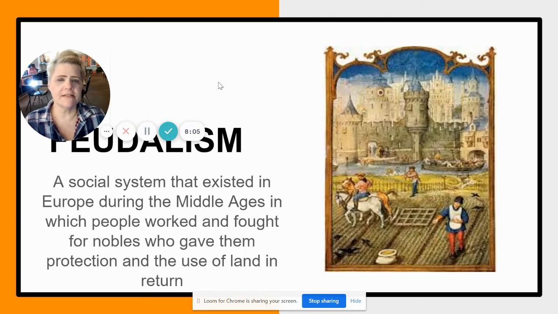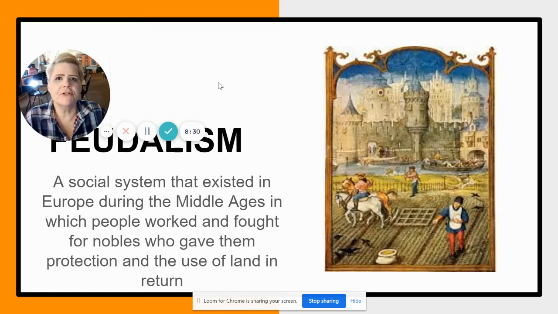Feudalism. Now, feudalism is not only a social system, it's an economic system and a political system. And this occurred during the Middle Ages. It all wrapped around the fact that people lived on the land and worked on the land in exchange for the protection of the Lord, the person who owned the land.